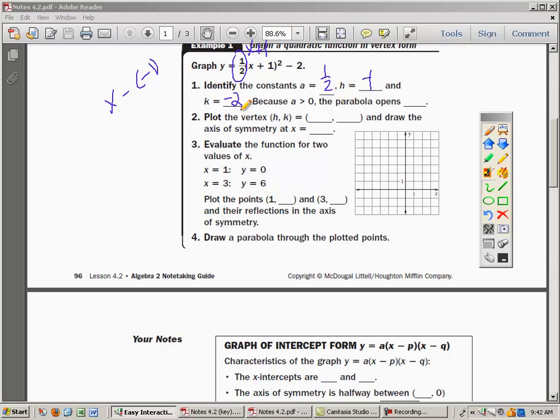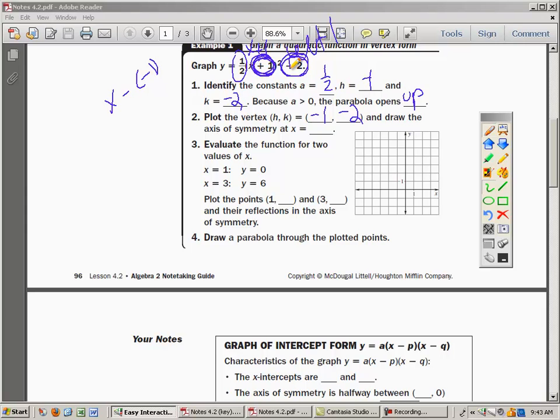Because a is greater than 0, the parabola is going to open up. All right? And so we're going to then plot the vertex. Remember, this says move it left 1. And so my vertex is at negative 1. And since this says minus 2, that moves it down 2. So remember, we always do the opposite of this number in here. So if it says plus 1, that means we're going to go left 1 for our vertex. Since this says minus 2, we're still going to go minus 2.